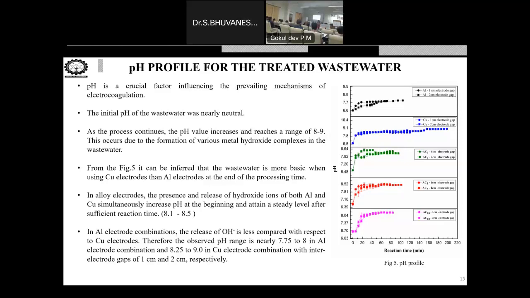But in the copper case, when we add copper, the final pH goes up to 9. What may be the reason for that? It means more hydroxyl has been formed. What may be the reason behind that? Why is more hydroxyl formed in the copper case? Everything is there in that slide itself. What is written?